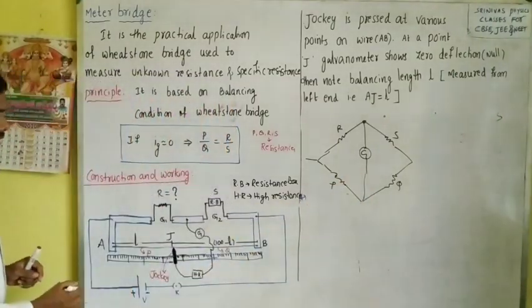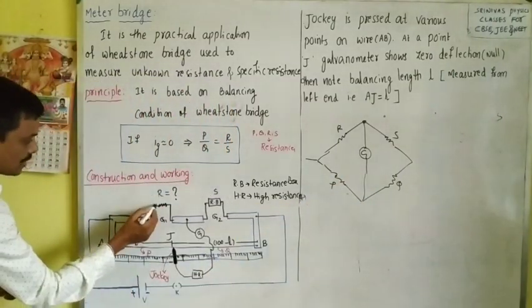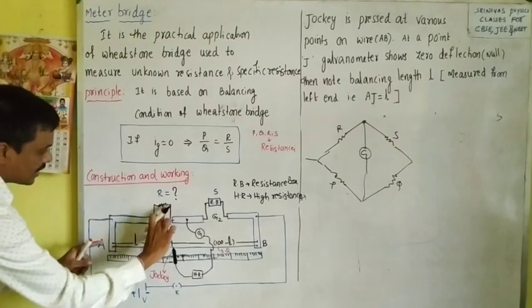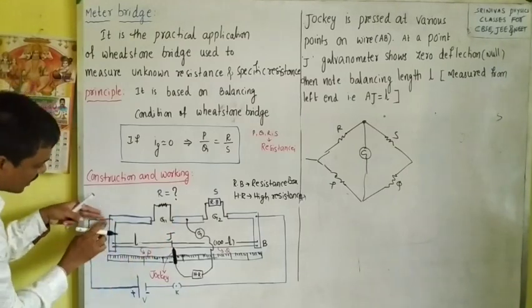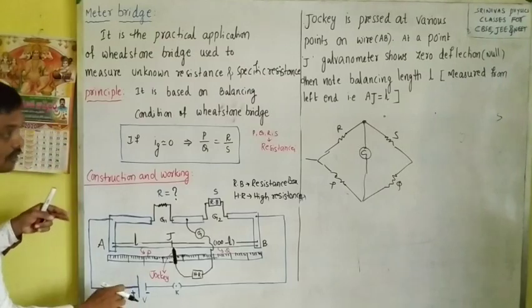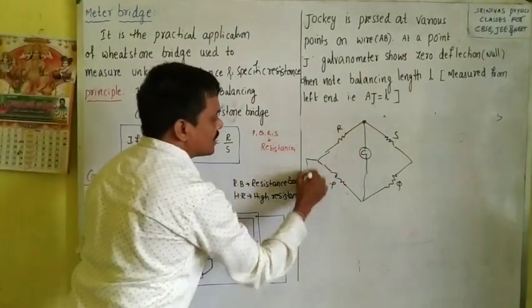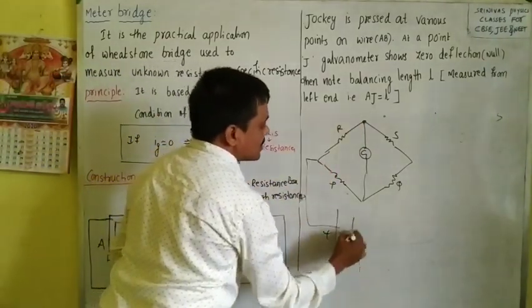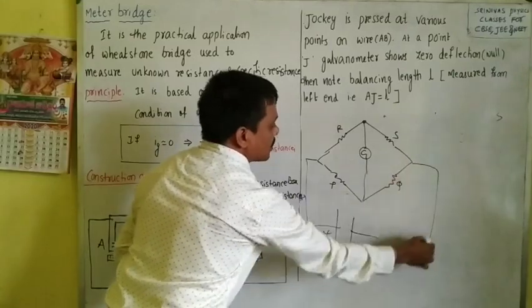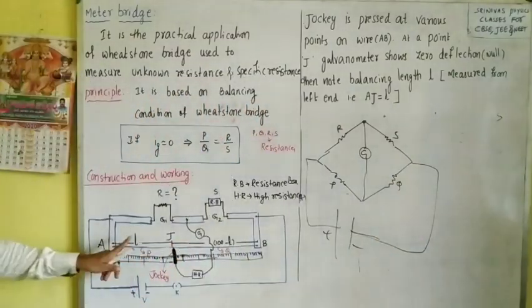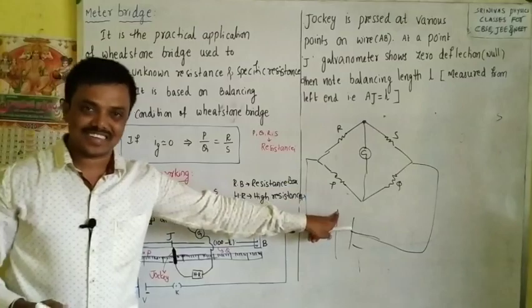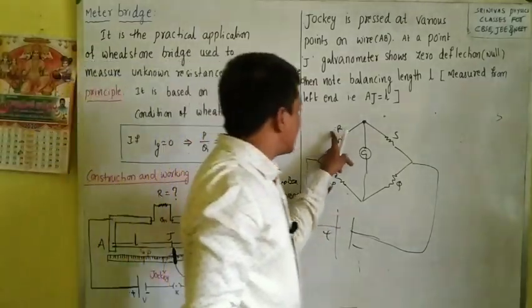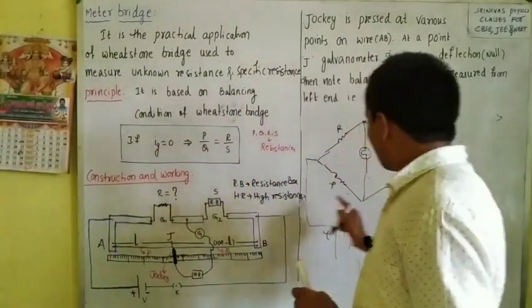Now the battery we are connecting between R and P. Here R is there, here P is there. Between R and P it goes to the positive terminal, and between Q and S it goes to the negative terminal. That means this is exactly equal to the Wheatstone bridge, but in the above RS is there and below PQ are there.